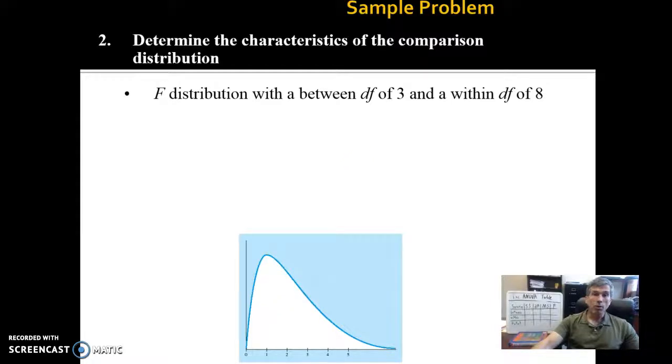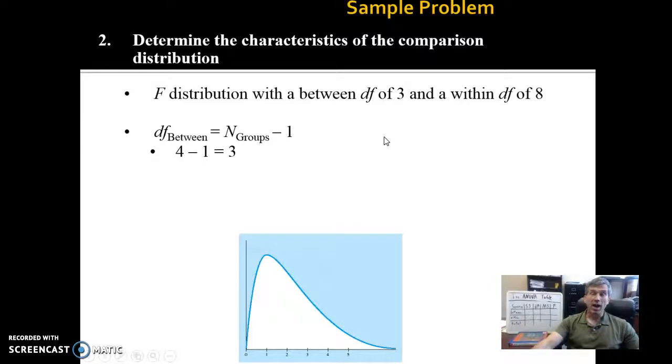Step 2, remember step 2 gets real fast in the ANOVA. You simply define the shape of the distribution. That involves calling it an F distribution and calculating the between and within degrees of freedom, sometimes called numerator and denominator degrees of freedom. So how did I get 3 and 8? Well, degrees of freedom between is the number of groups minus 1. There are 4 groups, so your degrees of freedom between is 3.